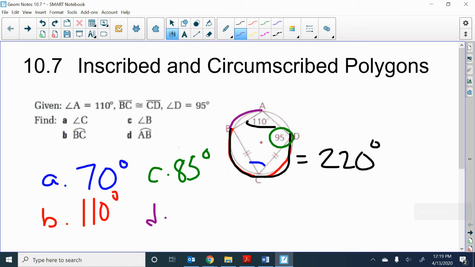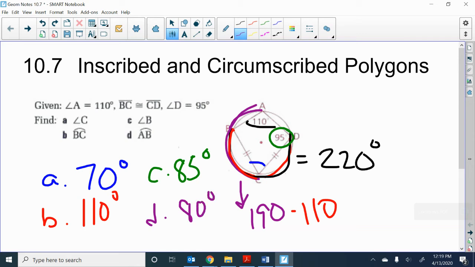How are we going to find that? All right. Well, angle D, which I have circled in green, is an inscribed angle, and that intercepts major arc ABC. So major arc ABC, this guy here, has to be 2 times 95 or 190 degrees. And we already found out that BC was 110. So if I just subtract those two, then I'm going to find out that arc AB is 80 degrees.